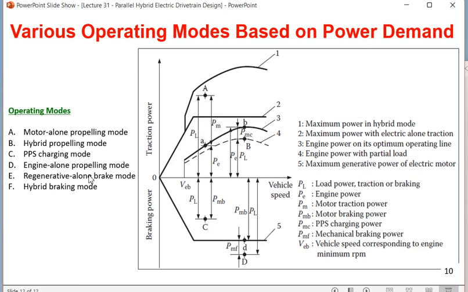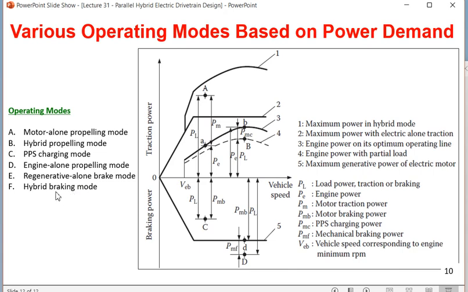Engine alone propelling mode, that means only the primary source is propelling the engine. Regenerative alone brake mode. So there is a new thing which we did not see in case of the parallel, we had seen this also in case of the series hybrid. So there was a braking happening in case of the series hybrid, which was only an electrical braking. So that electrical braking was actually whatever we found in case of series hybrid. The same thing is there, regenerative alone. And hybrid braking mode, so this also we had seen, this was actually case D, sorry, this was actually case C in case of series hybrid.